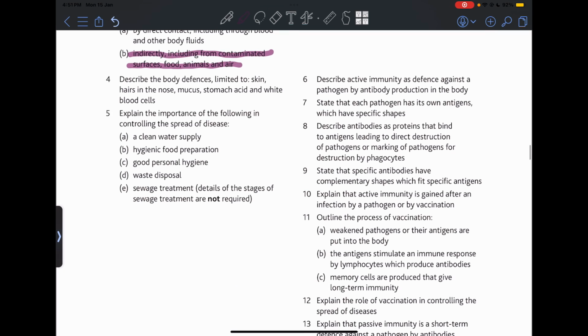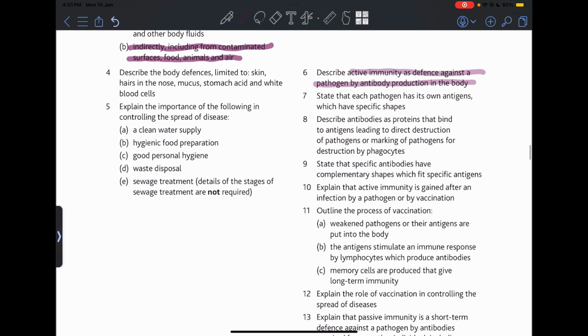Extended students, number 6, describe active immunity as the defense against a pathogen by antibody production in the body. So, immunity, this is another definition, active immunity. You have to be able to define this in the exam.